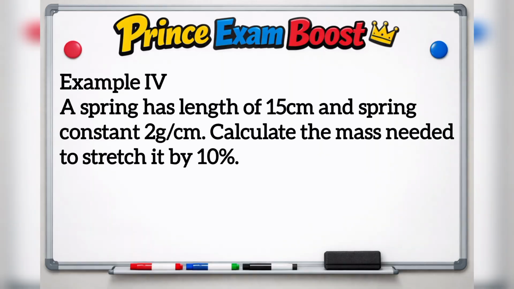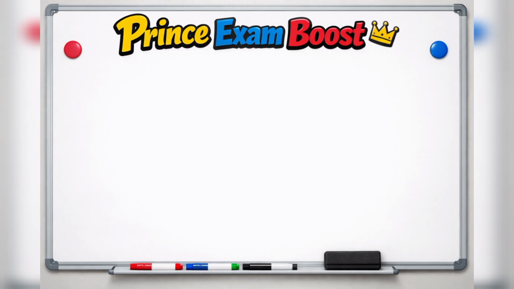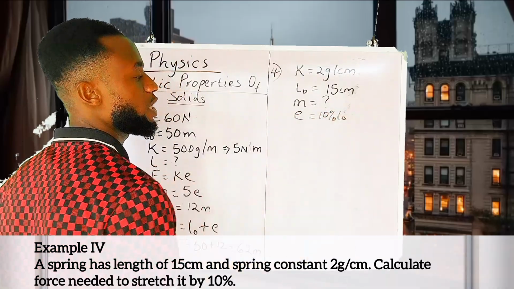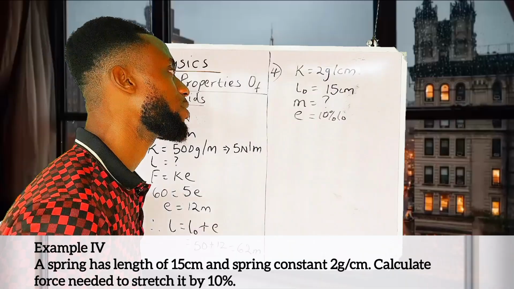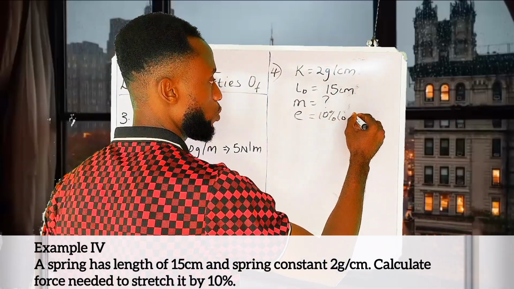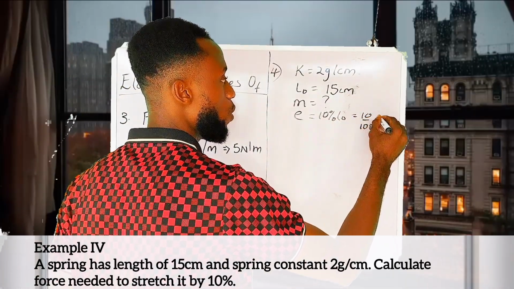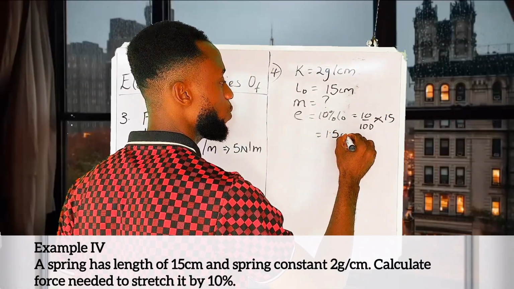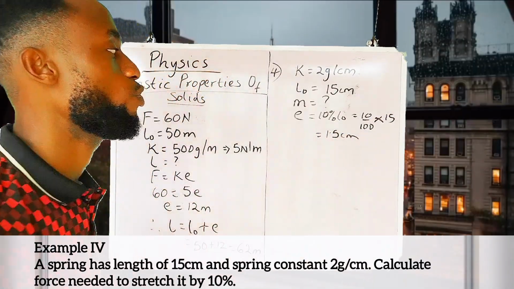We were given the spring constant as 2 grams per cm, and the original length of the spring is 15 centimeters, and they're asking us to find what mass will give it an extension of 10% of the original length. So all you just have to do is work out 10% of 15. So 10 over 100 of 15, that should be 1.5.